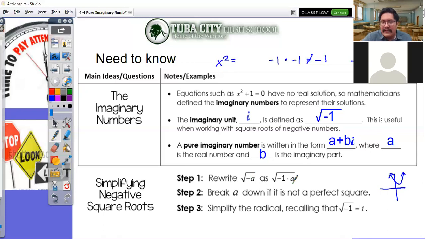So then we separate the -1. Then we take the root of both of those numbers. So if a is not a perfect square, we have to break it down and take out what we can and leave any leftovers in there, same as we did last time. But if we want to simplify the part of the radical that has the -1, we just replace it with that cursive i, the imaginary unit. All right, so let's go ahead and move on.